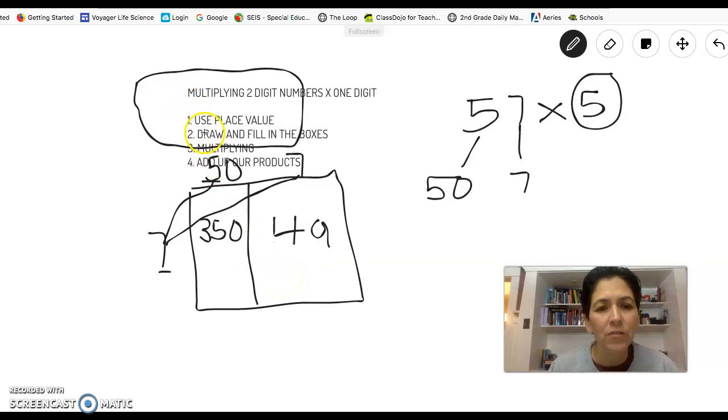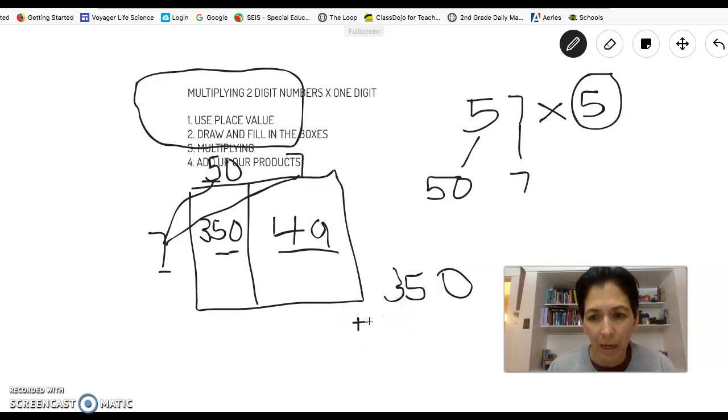Okay, so we did place value. We drew and filled in our boxes. We multiplied. Now it's time to add up our products. When we talk about the products, we're talking about the answers we got when we multiplied. So we're going to take 350 plus 49, and the trick here is to make sure that you line up your numbers correctly. So my 9 is in the ones place, so I'm going to put it right under the 0 that's in the ones place in 350. And my 4 is in the tens place, so I'm going to put it right under the 5 that's in the tens place. Okay, and then let's go ahead and add it up.